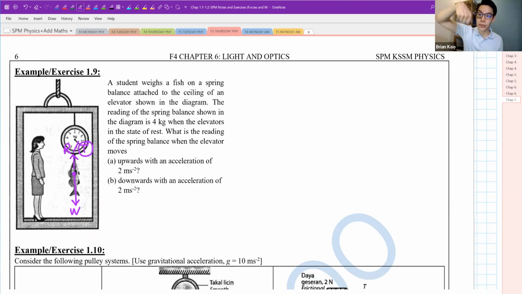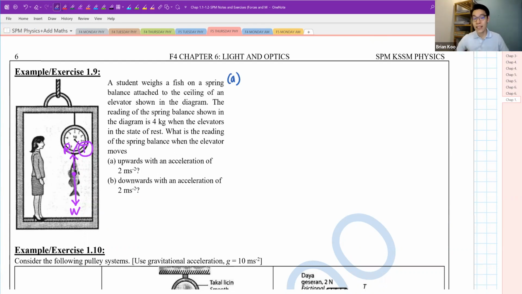Because the string is pulling the fish, correct? Okay, you can call it R also can. You want to write R also can, but the better version of this particular question is tension, T. Don't ask me why they want to weigh the fish in the elevator, but okay, in this case you can use R or T. I will just use T because the fish is hung by this string or rope, which has a certain tension. So the reading is the T right now. They ask you for the reading, which is the T value, the tension of the rope or the string. Okay, so part A.